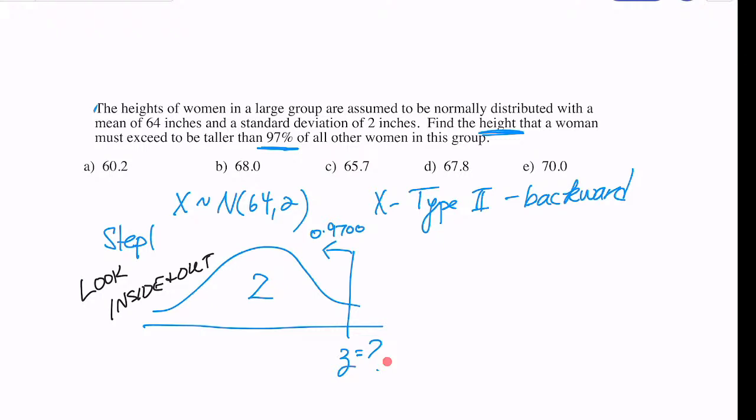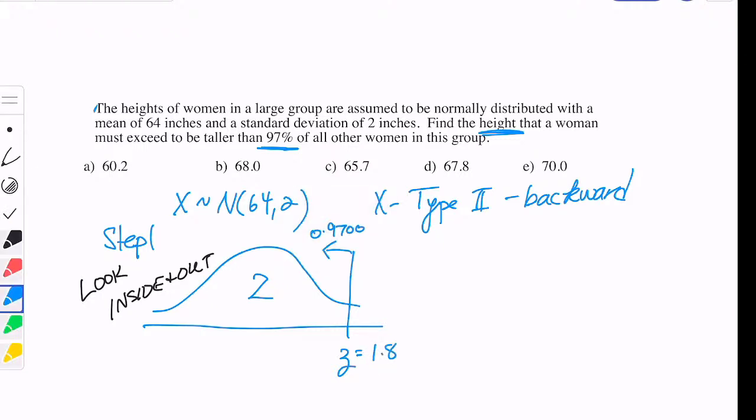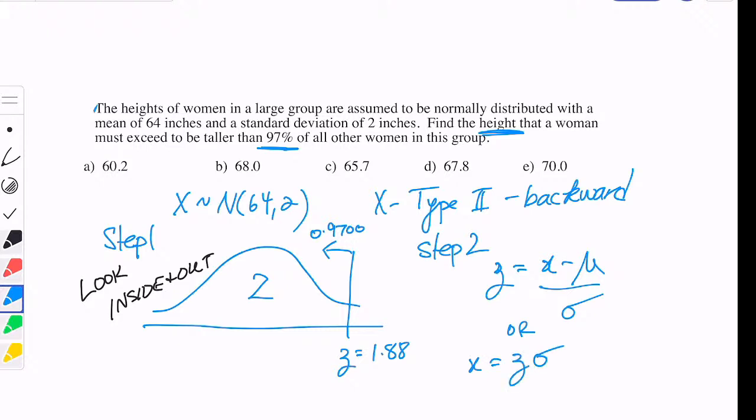Z is equal to 1.88. That's right. Now apply the formula. Z equals X minus mu over the standard deviation. Or you could do X equals Z times the standard deviation plus mu. Exactly. Plus mu.